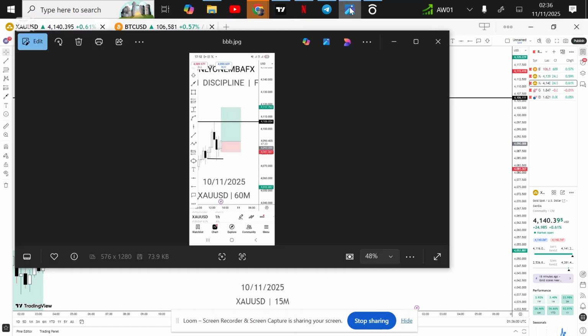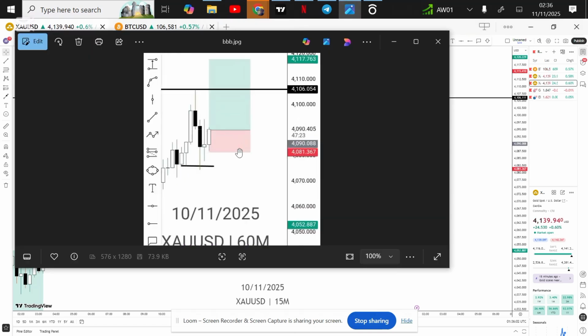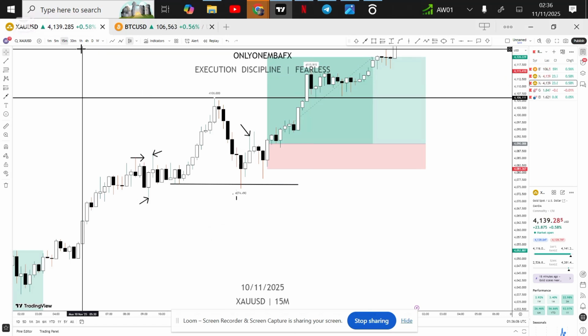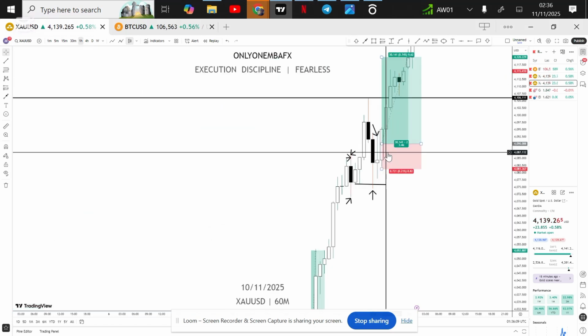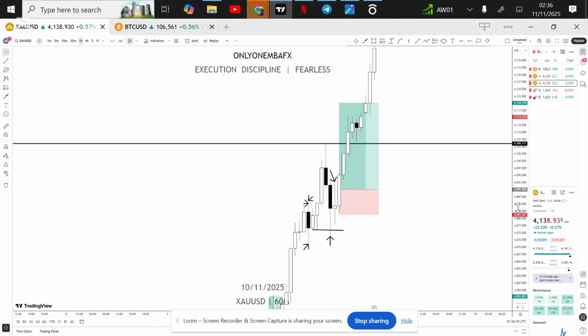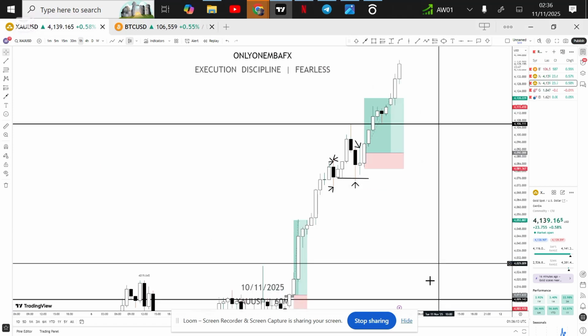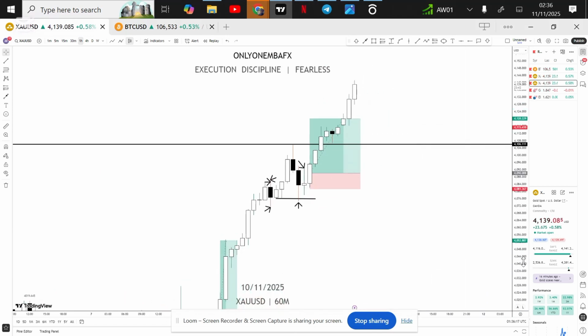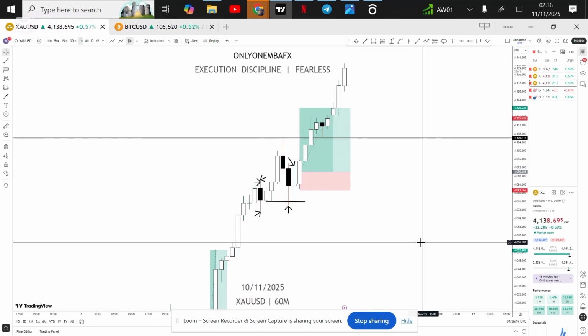You can see before the trade on 1 hour. This was before the trade on 1 hour. You can see that, and then this was the trade. A very, very clean move. I don't know, trading doesn't need complication. You just have to pay attention to what is going on. The chart is the real edge.